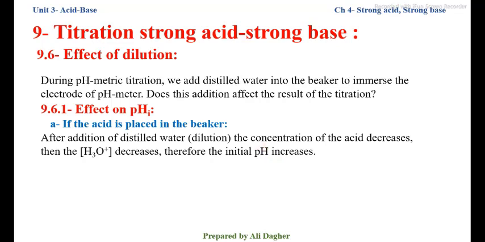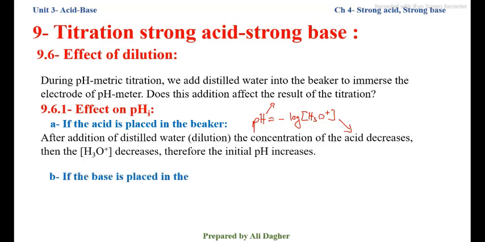Then the initial pH increases. Why? Because pH equals negative log concentration of H3O plus. Then concentration of H3O plus and pH are inversely proportional. When the concentration of H3O plus decreases by dilution, then pH increases. Then the addition of distilled water increases the initial pH.